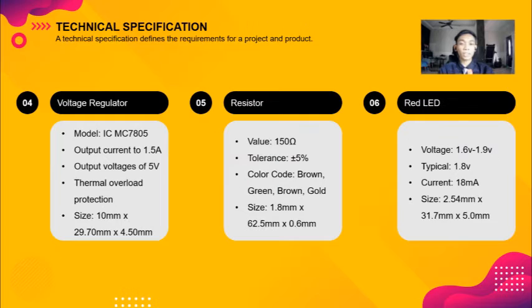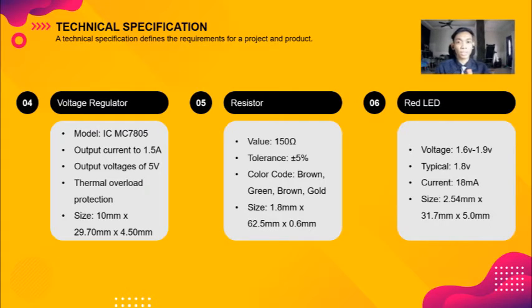Okay, the next one is the voltage regulator. We use model IC MC7805. The output current of this voltage regulator is 1.5 ampere. The output voltage for this voltage regulator is 5 volt. This voltage regulator has thermal overload protection.